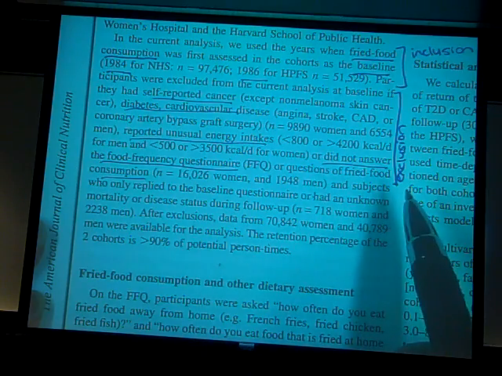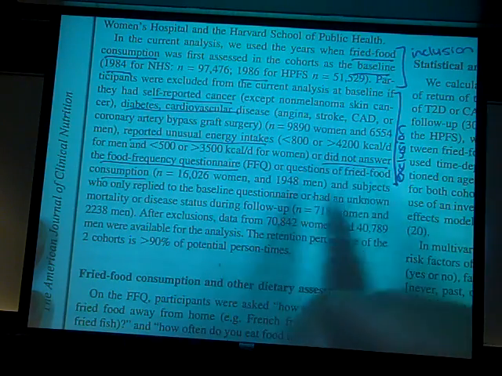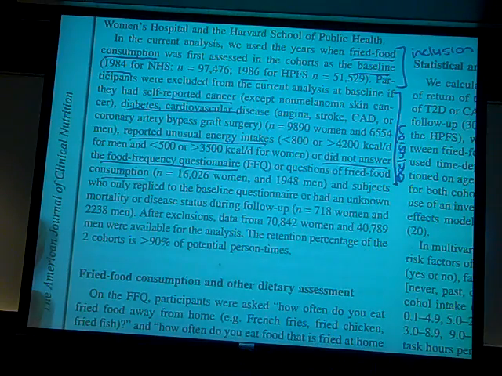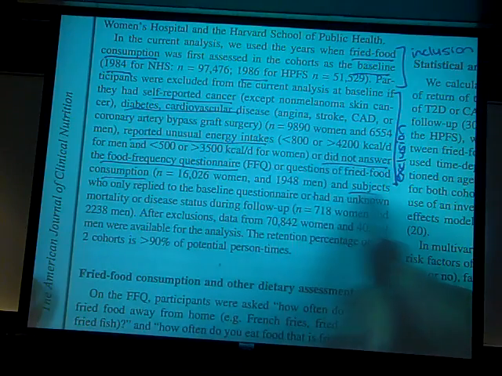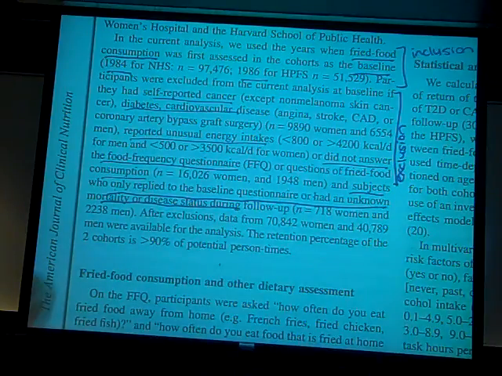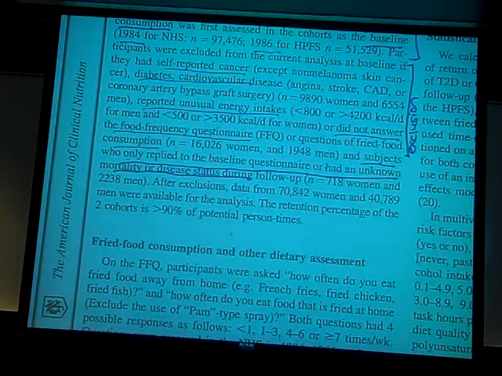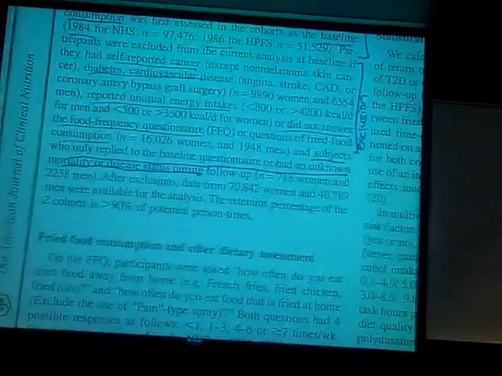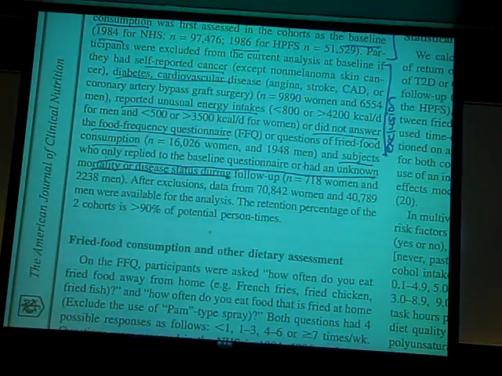The other two things that they exclude are people who did not answer the food frequency questionnaire. The food frequency questionnaire is how you obtain dietary information, so if you don't answer it, we don't know anything about your exposure levels. And the other thing that they exclude is subjects who only replied to the baseline questionnaire or had unknown mortality or disease status during the follow-up. And the reason to exclude them, just like we exclude people with missing data from the food frequency questionnaire, is because we don't know what happens to them. So we need to exclude them because we have no idea what their outcome levels are.